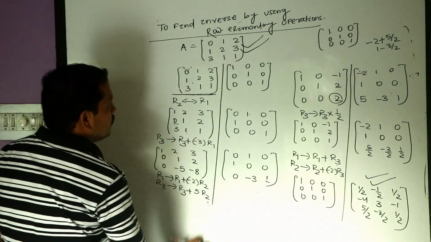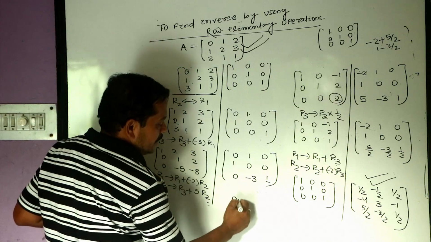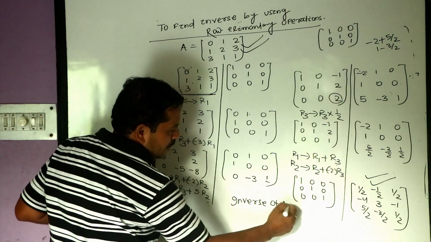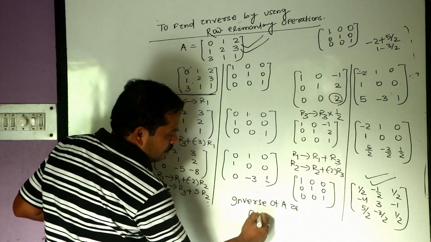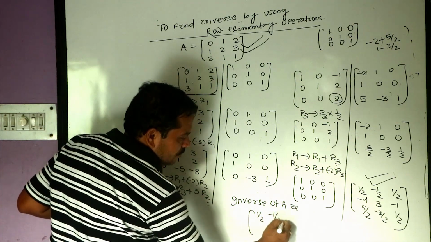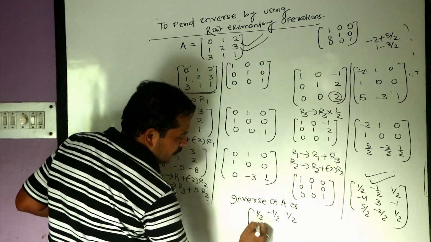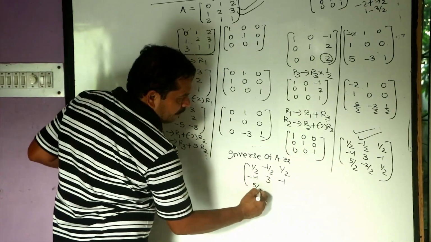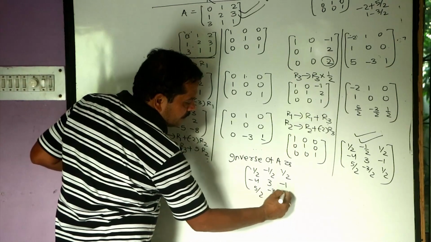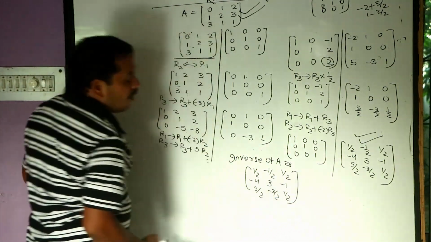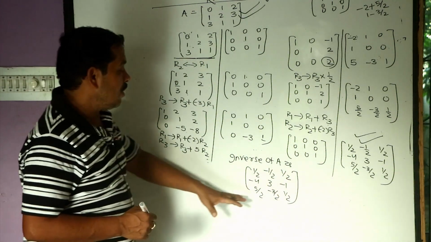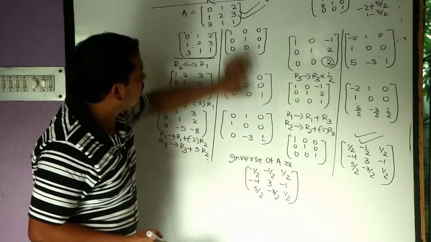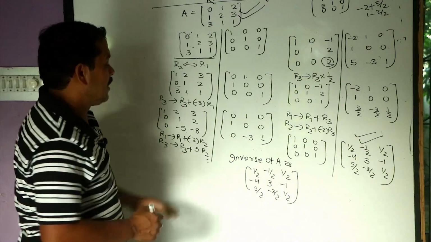So inverse of A is 1 by 2, minus 1 by 2, 1 by 2, minus 4, 3, minus 1, 5 by 2, minus 3 by 2, 1 by 2. Whether it is correct or not, you can verify. You just multiply these two matrices, and we will obtain the unit matrix.